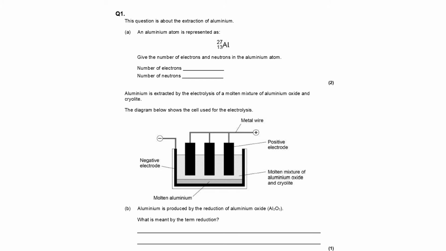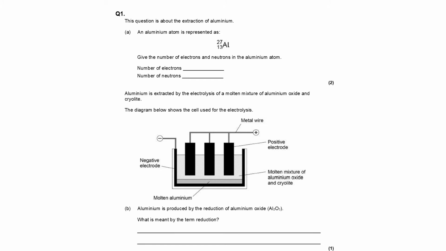The diagram below shows the cell used for the electrolysis. So again, look at the diagram carefully. You've got the metal wire. Why is it metallic? You've got the positive electrode. You've got the negative electrode. You've got the molten mixture of aluminium oxide and cryolite. Why is cryolite added to aluminium oxide? And then you've got molten aluminium being separated at the bottom, which is what you want.